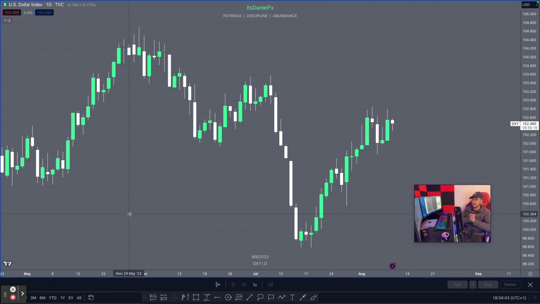So specifically for the indices, a very easy rule of thumb is if the dollar is strong, the indices are usually weak. So if you have a bullish dollar, the dollar's going up, you usually have a bearish indice, a bearish US 30, a bearish Nasdaq, etc.